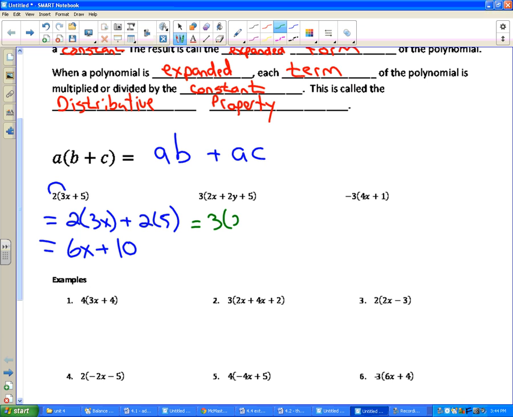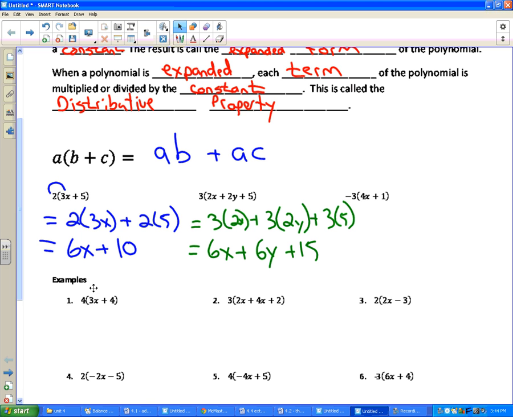So 3 times 2x plus 3 times 2y plus 3 times 5. And we're going to multiply these out. So 3 times 2x, 6x. 3 times 2y, 6y. And 3 times 5 is 15. And we can't simplify that anymore because we don't have any more like terms. We have the same constants, but because these have different variables, they're not like terms. So we can't do anything with that. We can't simplify it anymore.